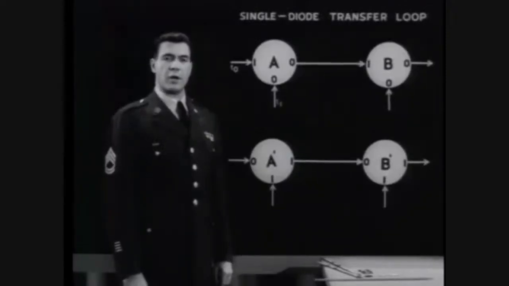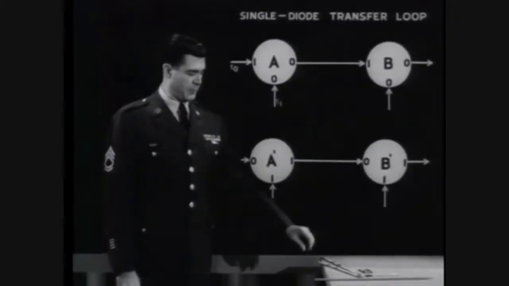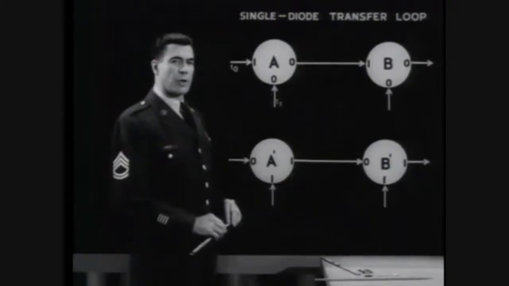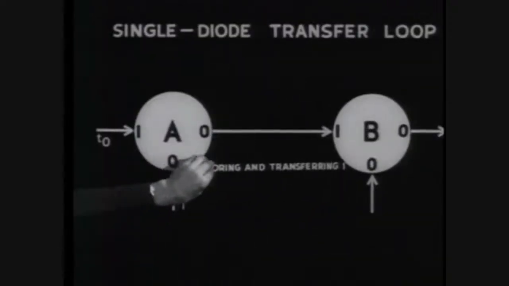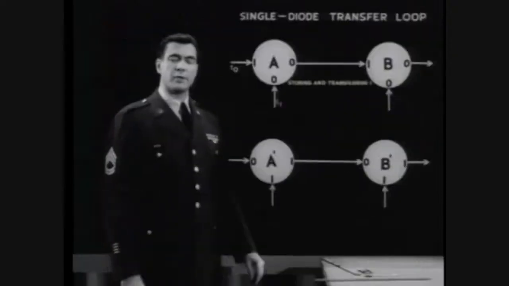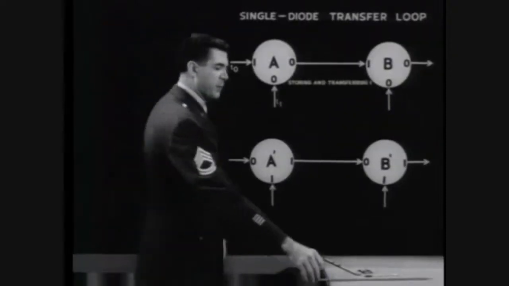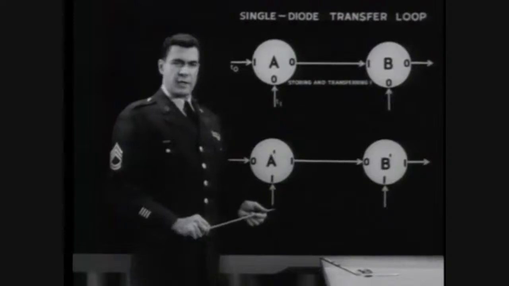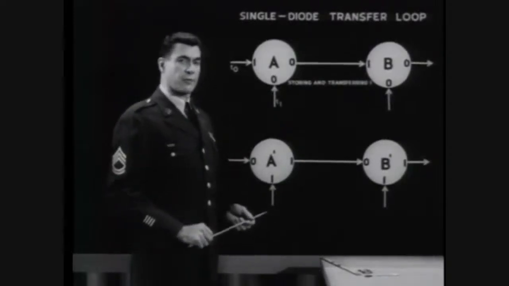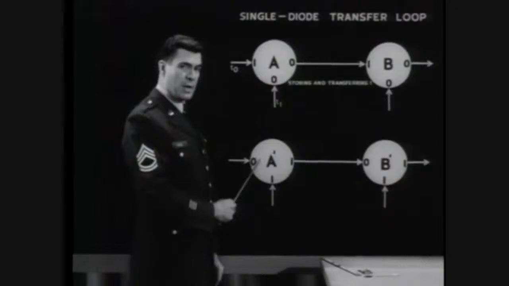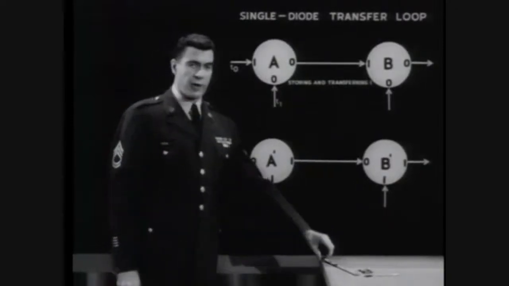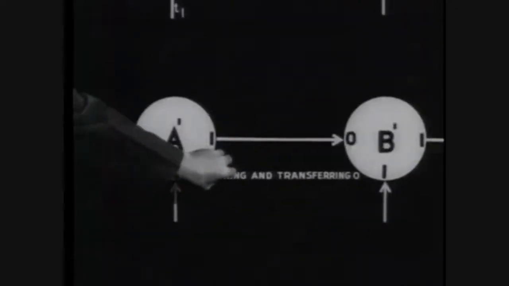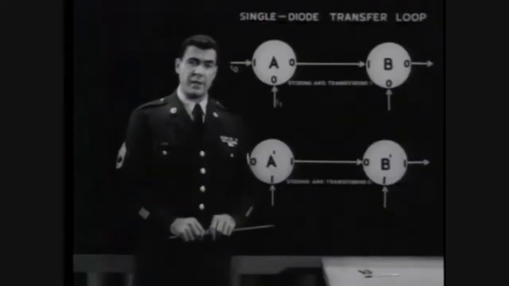We have used the single diode transfer loop two ways. First, we were storing a binary 1 in core A and transferring it to core B. Second, by reversing the diode and changing the input to and the transfer from core A prime, we used the loop for storing and transferring a binary 0. And in both cases, the transfer was physical. That is to say, it was done by producing an output pulse that switched the next core in line.